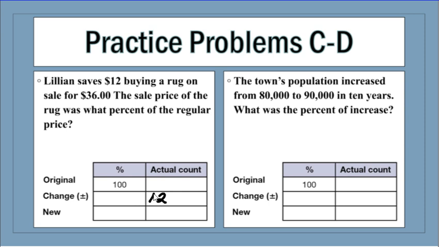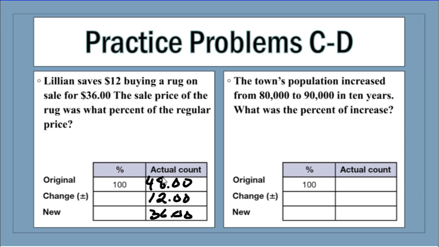It's on sale for $36, so that's the new cost. What percent of the regular price was it? So the regular price, to solve this one, we need to know what the actual cost was. If I add straight up, you would get $48 was the original amount, and you save $12 and only spent $36.